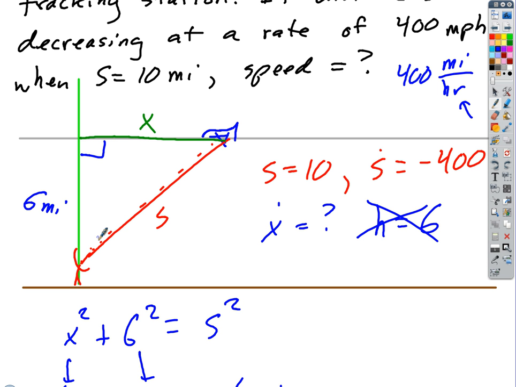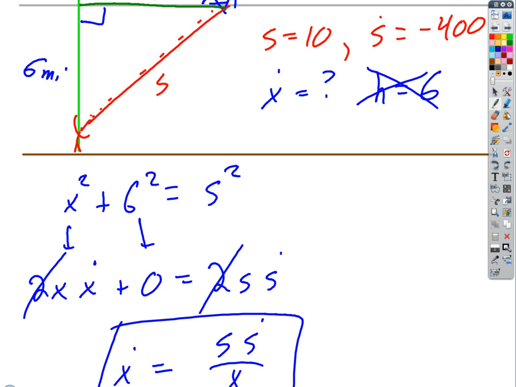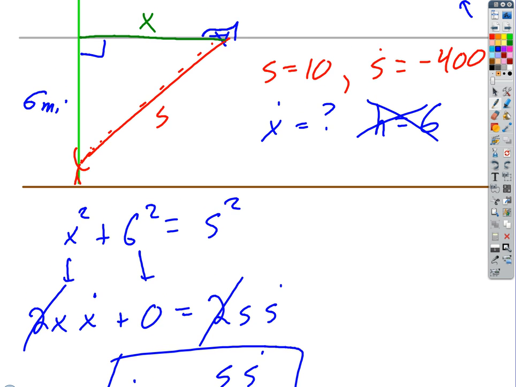So we want to come up with hopefully just an equation that involves s's and x's, and once we got that 6 miles in there, it became pretty clear what was going on. It's just a right triangle, and so we're just using the Pythagorean theorem. This is just about where we left off. So we said x squared plus 6 squared equals s squared.